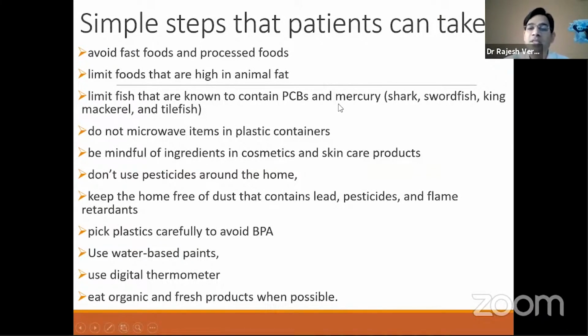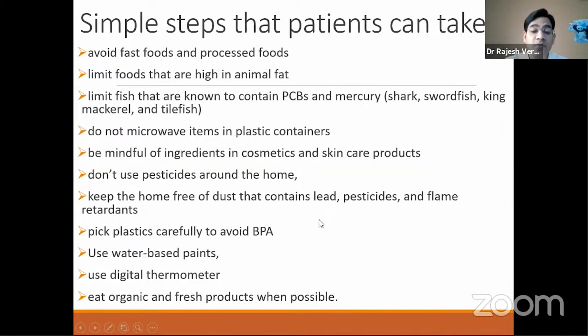There are simple steps which patients can take and clinicians can advise. Avoid fast food, processed food, and junk foods. Limit foods that are high in animal fat, overall saying avoid a non-veg diet, and limit fish that are known to contain PCBs and mercury. Do not microwave food in plastic containers. Always watch the ingredients commonly used in households, like ingredients in cosmetics and skincare products. Don't use pesticides at home, in the kitchen, and over your surroundings. Keep your home free from dust that contains lead and pesticides.